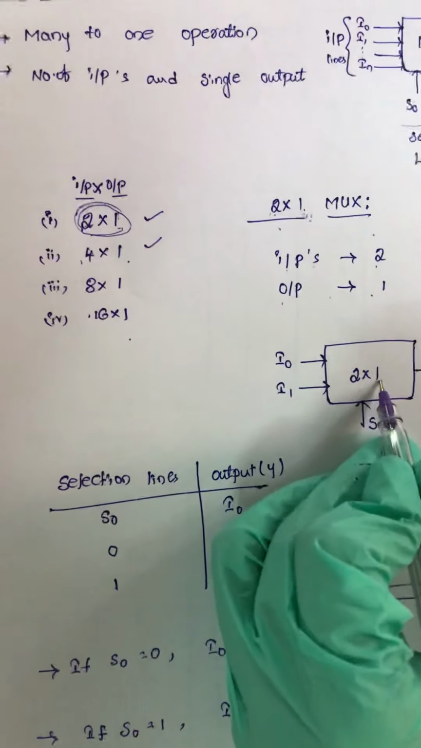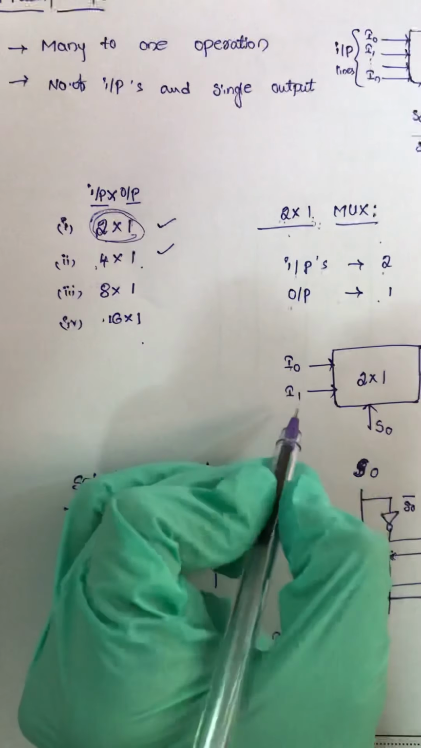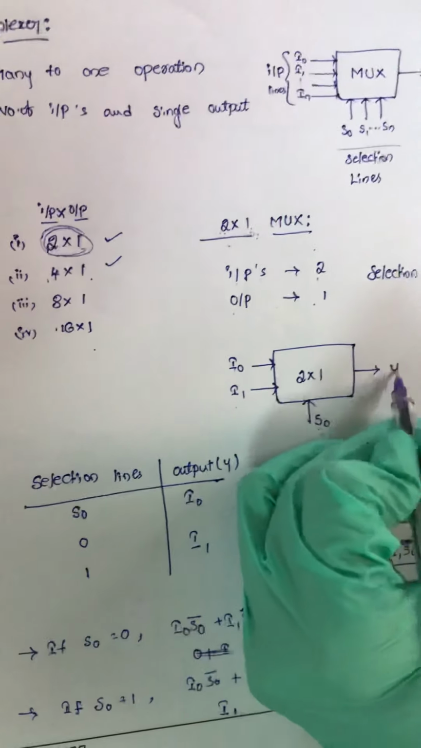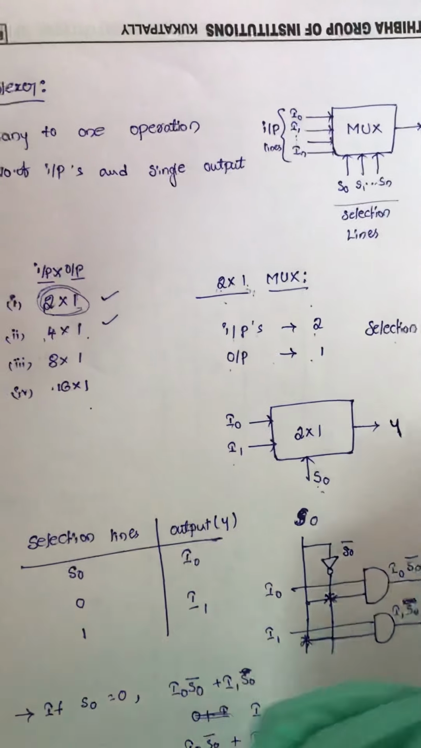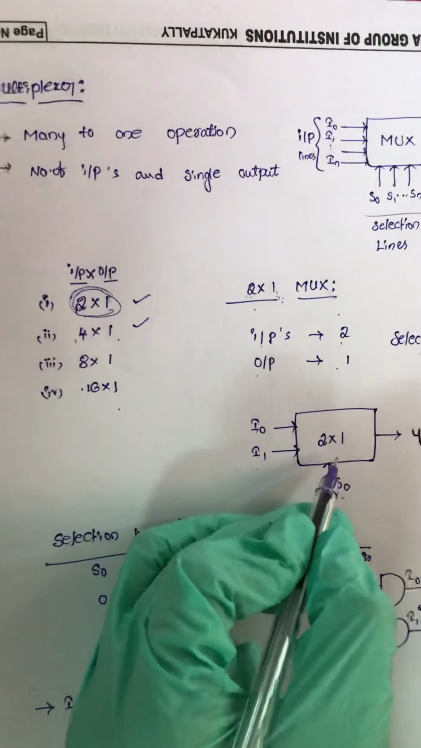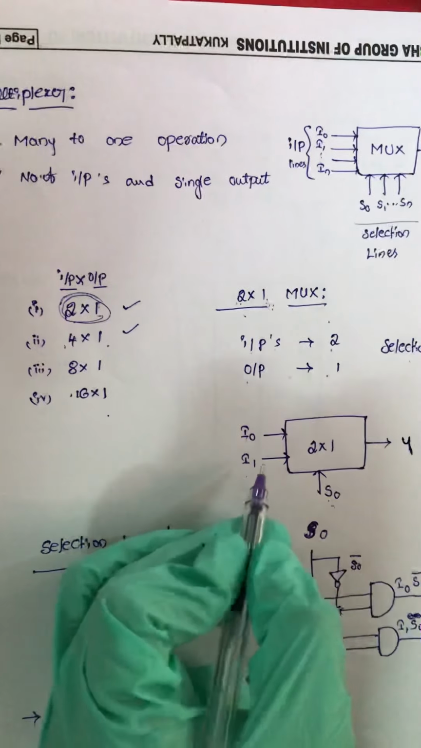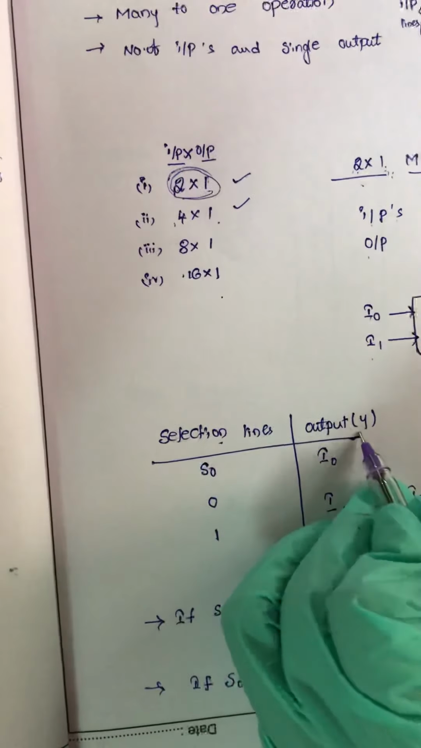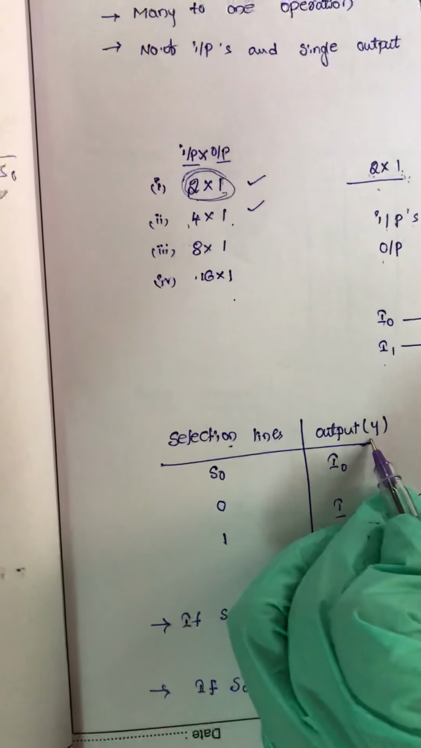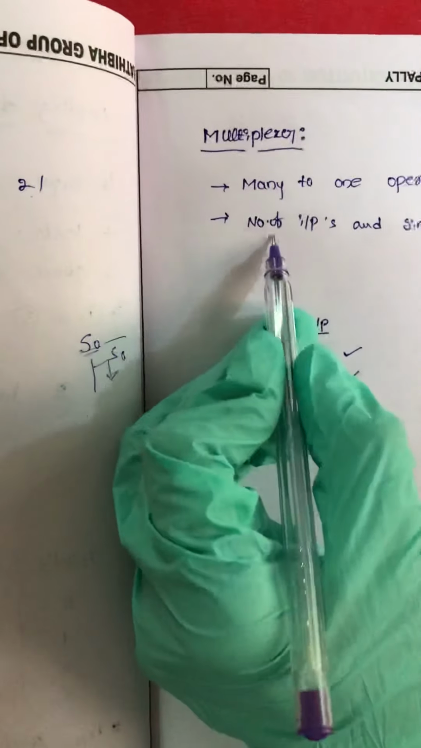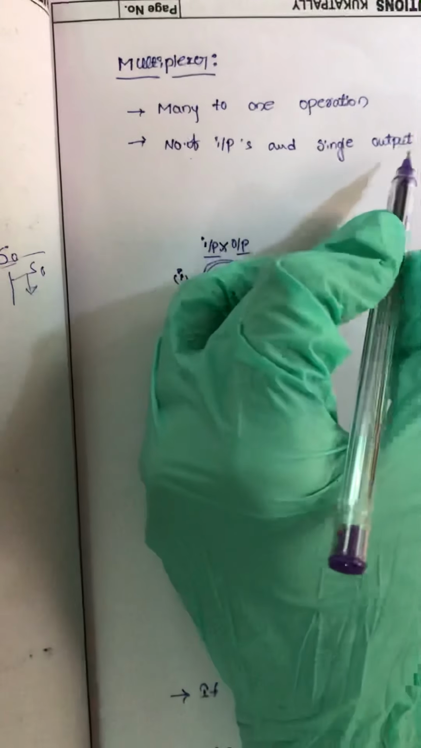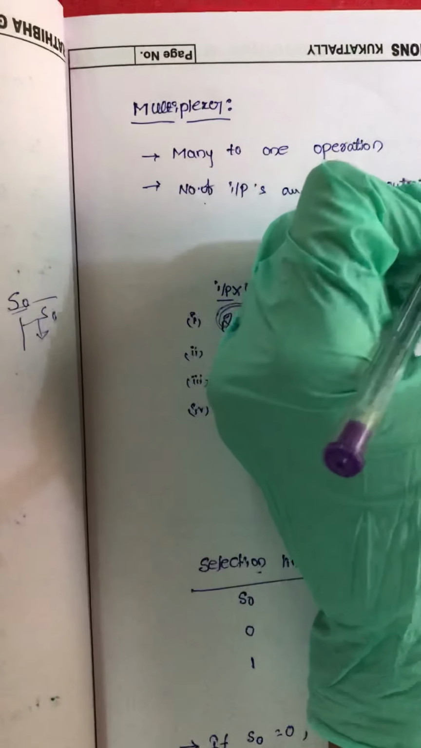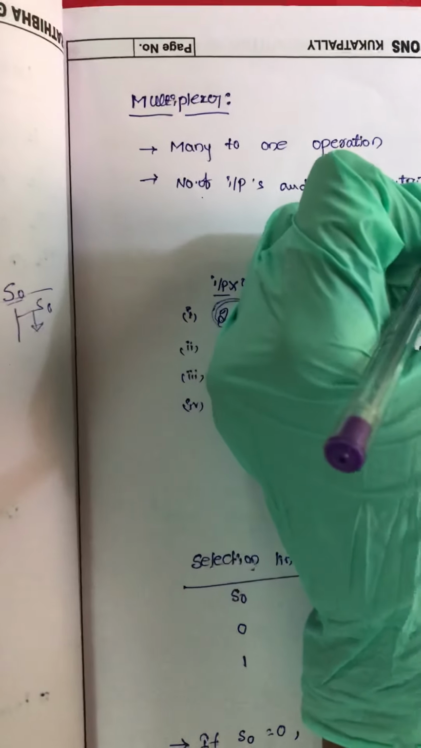So the 2 to 1 multiplexer means 2 inputs, that is I0, I1, one single selection line, that is S0, and the output is Y. Before drawing the logic circuit of the multiplexer, we have to draw the truth table. The truth table means we represent the selection lines and output only. As we said at the start, many inputs are converted into a single output, so we can apply different inputs, and from these inputs we get a single output every time.